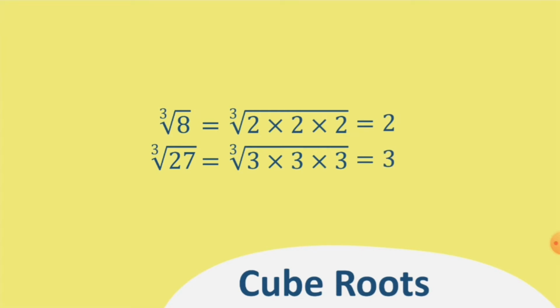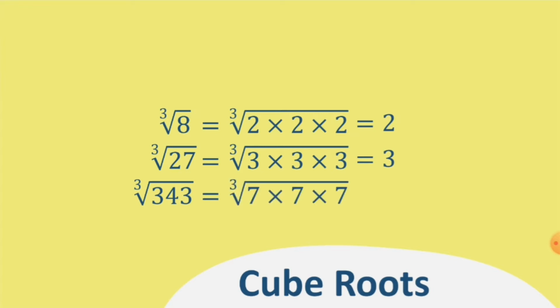Now, can you find the cube root of 343? Let's check the result. 343 is equal to 7 times 7 times 7. So, the cube root of 343 should be the same as the cube root of 7 times 7 times 7. And the result will be 7.